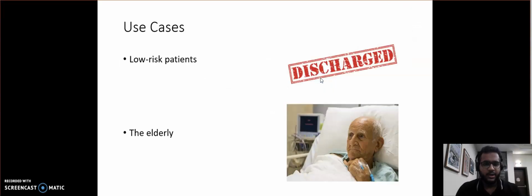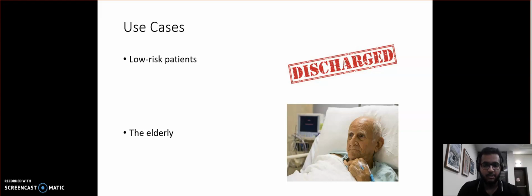To start off, let me describe the use cases of our project. The first use case is for low-risk patients. Now these are patients who have just been recently safely discharged from a hospital, and having passive monitoring of their vital signs would prove beneficial in keeping track of their rehabilitation, maybe from a surgery or some other kind of injury, and it would also provide peace of mind for the other family members who are staying with them in the household.